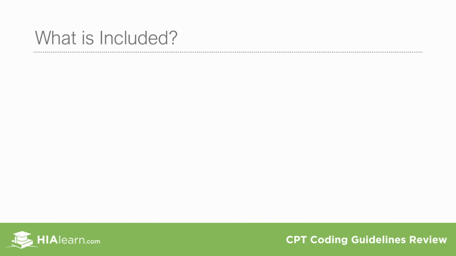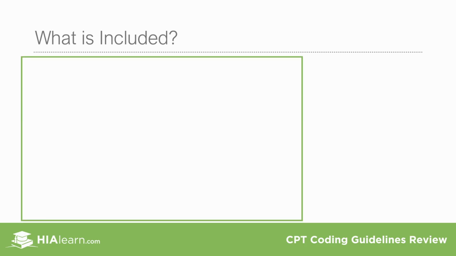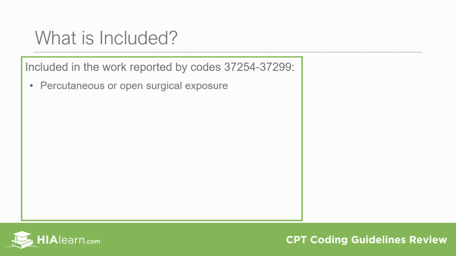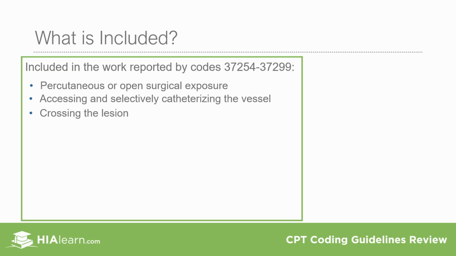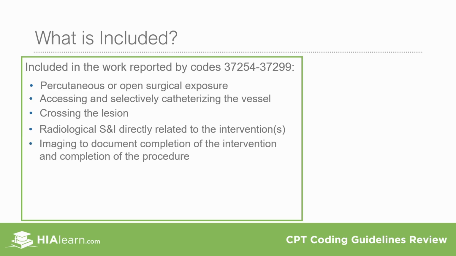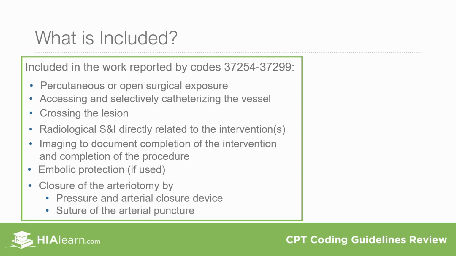Lower extremity endovascular revascularization procedures reported with codes 37254 to 37299 all include the work of percutaneous or open surgical exposure, accessing and selectively catheterizing the vessel, crossing the lesion, radiological supervision and interpretation directly related to the interventions performed, imaging performed to document completion of the intervention and completion of the procedure, embolic protection if used, closure of the arteriotomy by application of pressure and arterial closure device, or direct suture of the arterial puncture, and balloon angioplasty when performed.